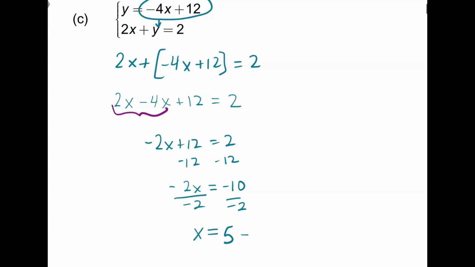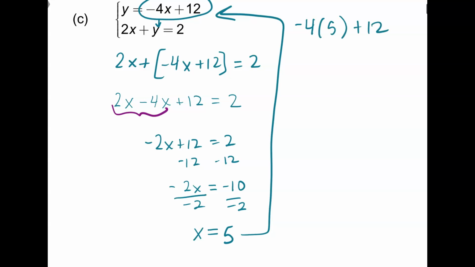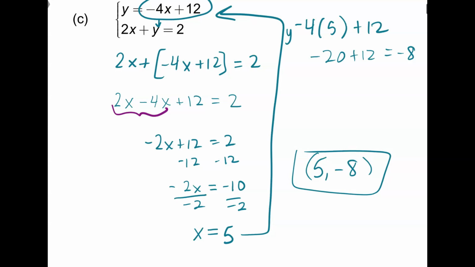I'm just going to plug into this first one right here. I'm just going to plug this in for x. It doesn't matter. You can plug it into either one. The only reason I'm plugging into the top one is because I already have y solved. If I just plug in, I'll find a number instead of having to rearrange it. -4 times 5 plus 12. -20 plus 12 is -8. So our solution is (5, -8). Let me rewrite it so it's a little nicer.